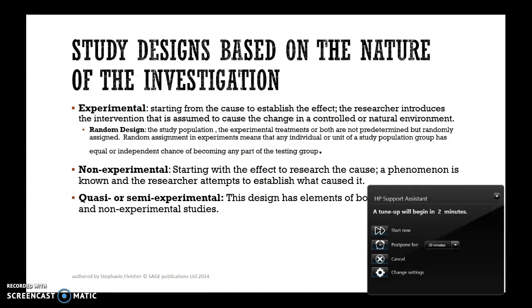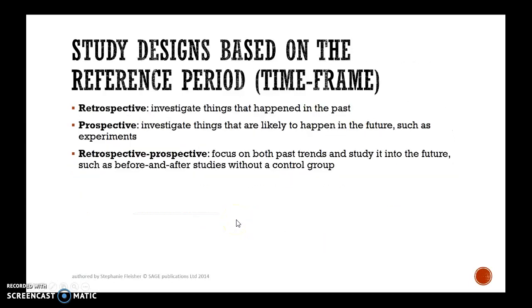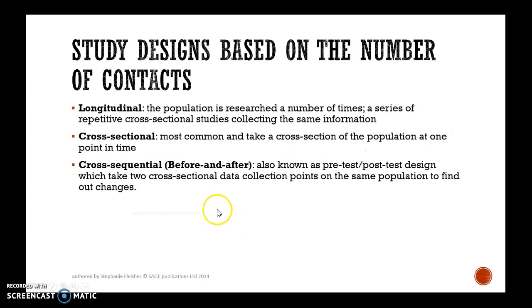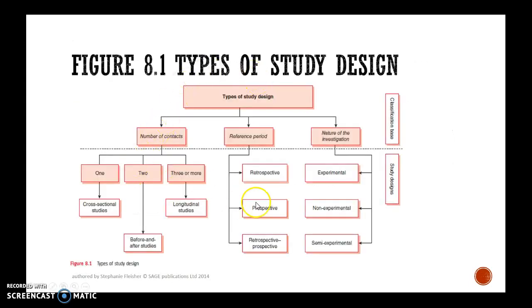And quasi or semi-experimental is an element of both experimental and non-experimental. The types we talked about, longitudinal, cross-section, and sequential, all kind of belong to the semi or quasi experimental research for a quantitative study. So this is a summary of different types of study design for a quantitative study based on different number of contacts, reference period, and nature of investigation.